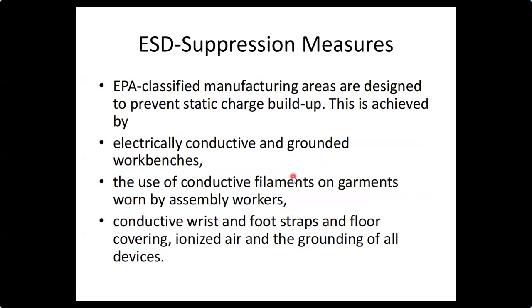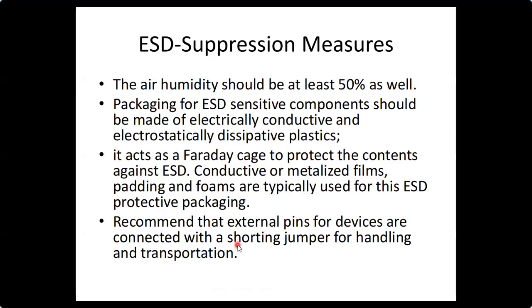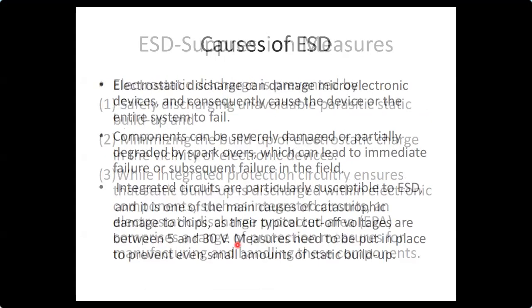And the EPA is classified for manufacturing areas designed to prevent static charge buildup. This is achieved by electrically conductive and grounded workbenches, conductive filaments and garments worn by assembly workers, conductive wicks and foot straps, floor covering, ionized air, and the grounding of all the devices. So these are the causes and suppression measures we have observed.